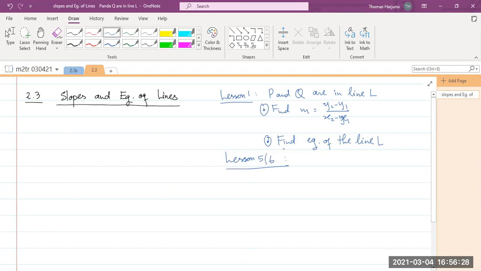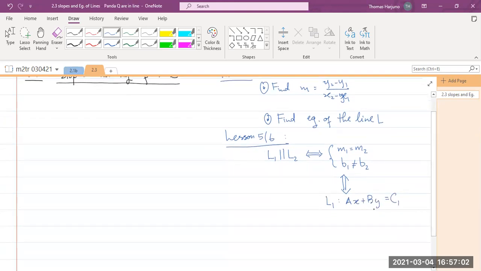I did what happens if two lines are parallel. Two lines are parallel if and only if, first, the slopes are the same, and second, they have different y-intercepts. Basically, they don't have common coordinates. And the consequence is, if line 1 has equation ax plus by equals c1, then line 2 will have the same structure but a different constant.